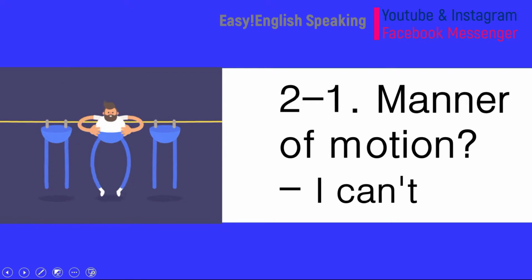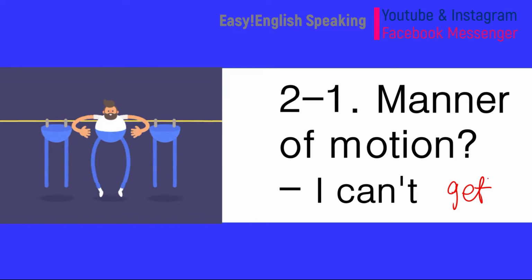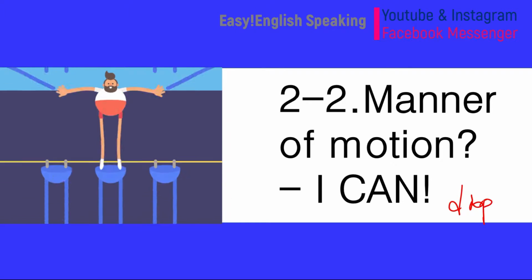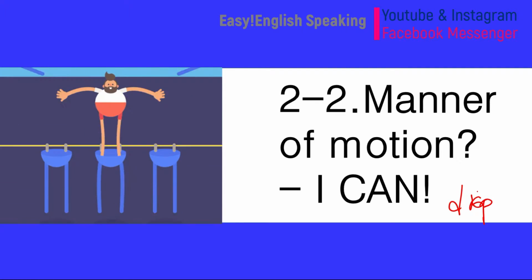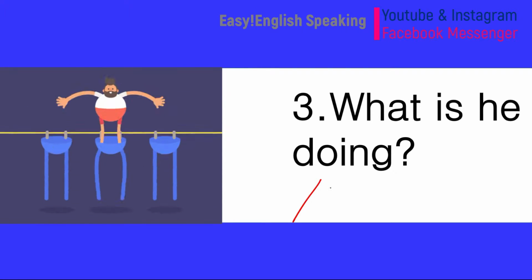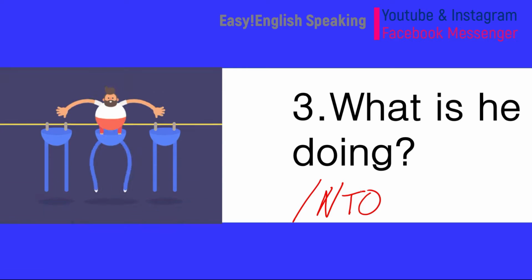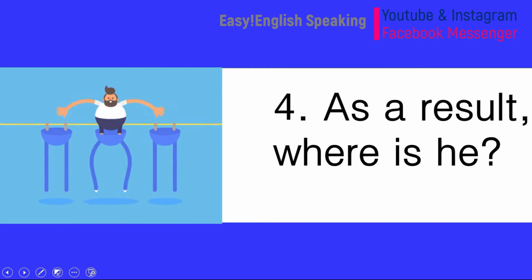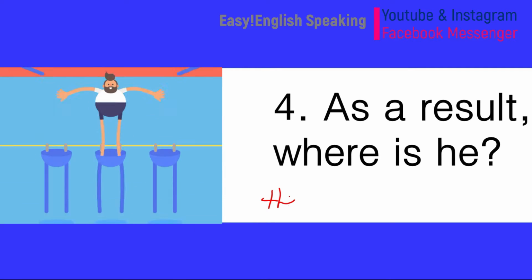Can you tell me in English the manner of the motion of the man? If you can't, just use the dummy manner verb get. If you are able to tell me one, then please tell me. In this case, I'm going to use the verb drop. Also, you can use fall, but in this case, I'm going to use drop. What is he doing? As I said, he is doing into. So please pay attention to this, because into is not just a preposition. We are now using into like a verb. As a result, where is he? He's now in the pants.